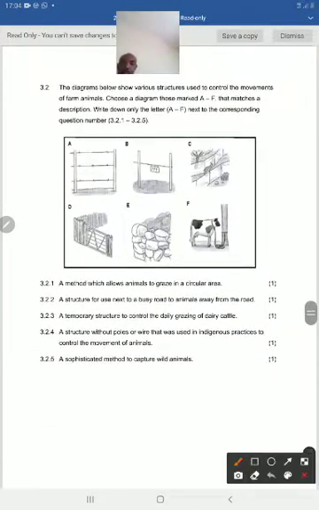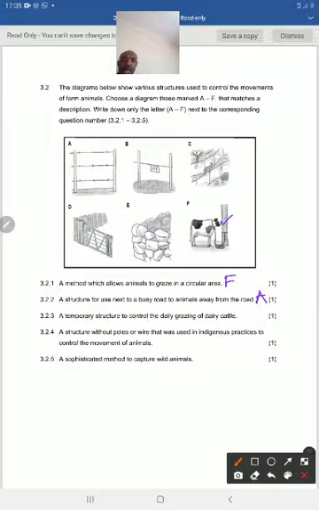Here, in this diagram, the diagram shows various structures, as you can see, used to control the movements of farm animals. Choose a diagram A to F that matches the description. You write down only the letter. A method which allows animals to graze in a circular area, definitely the cow on the pole, so it's F. A structure used next to a busy road to keep animals away from the road, so it's A.